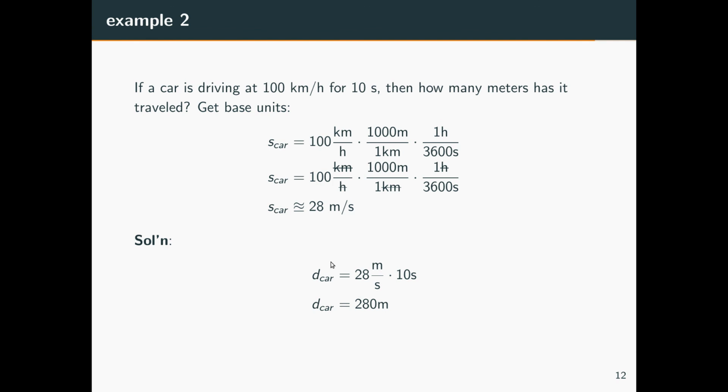And at this point, the solution becomes quite trivial. The distance the car has traveled is 28 meters per second multiplied by 10 seconds. Considering the dimensional analysis, we have a second dividing a second, and we see that we're left with meters. So the car has traveled 280 meters. Here we've done both metric conversion as well as unit conversion. So we can see the power of these metric prefixes in quickly and easily communicating information in the end results.